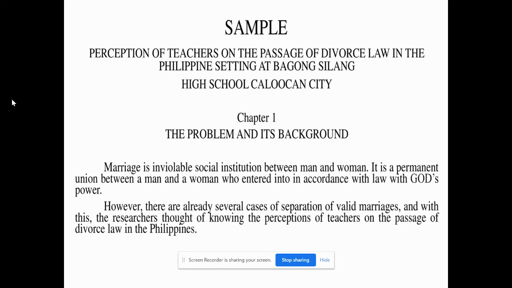Now look at this problem. Is it specific? Yes, it is specific because it mentions only the perception of teachers. On what subject matter? Perception of teachers on the passage of law. Where? At Bagong Silang High School, Caloocan City. So it's very clear, no? We have identified who will be tested, the teachers, on what matter, on the passage of law, and where, it is at Bagong Silang High School, Caloocan City.